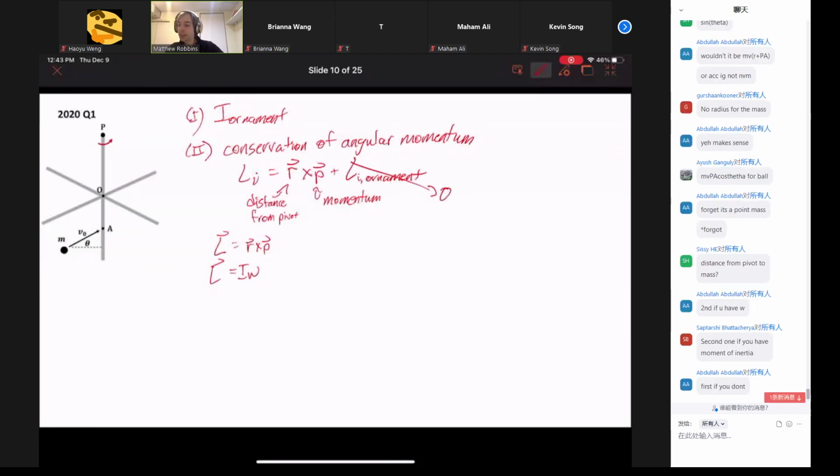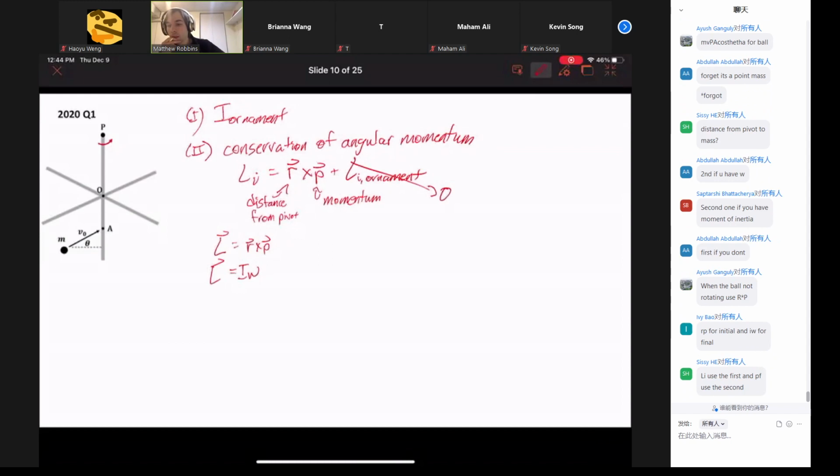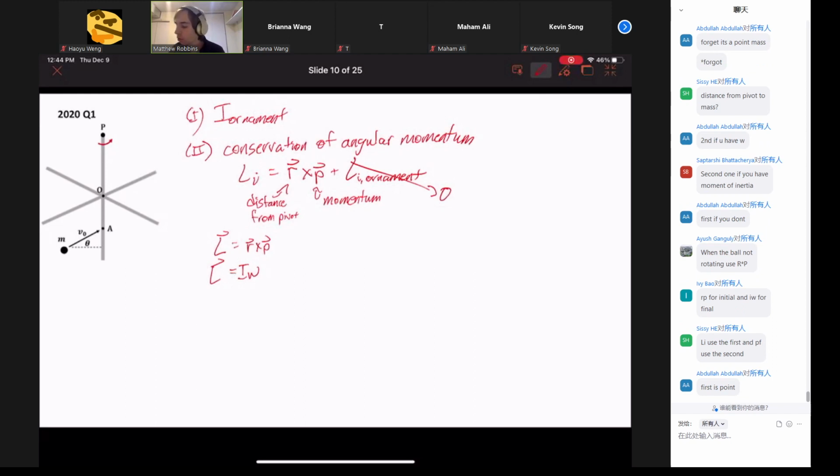Right, so think about it like this. Which one describes a point particle? Which formula describes an extended object? Right, so then this one is whenever you have a point particle. And then this one is whenever you have some sort of extended object, i.e., not a point particle.